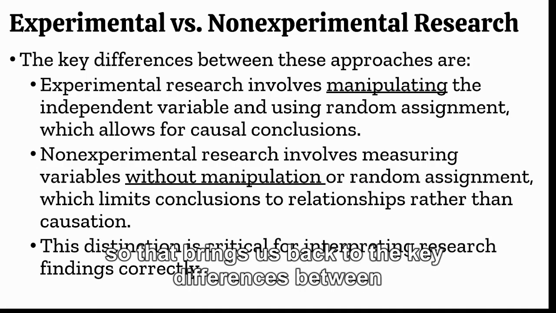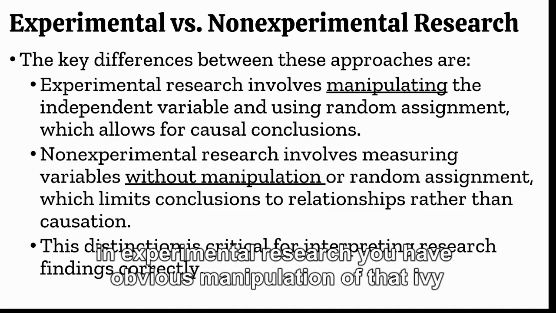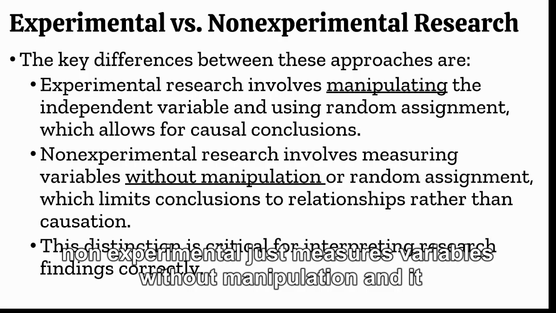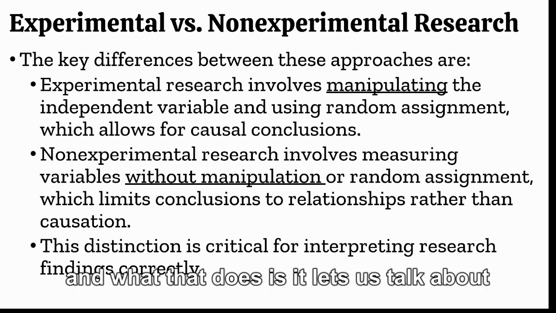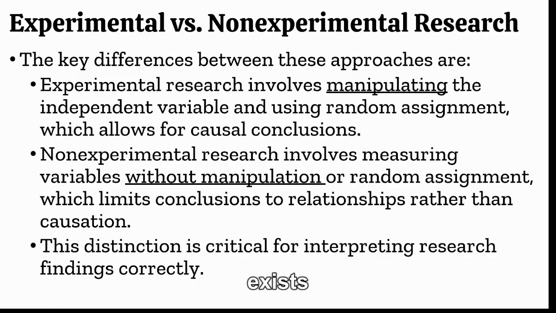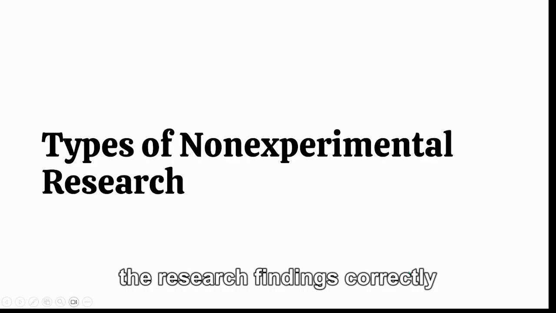So that brings us back to the key differences between experimental and non-experimental. In experimental research, you have obvious manipulation of that IV, and we use random assignment. Non-experimental just measures the variables without manipulation, and it does not use random assignment. And what that does is it lets us talk about relationships, but we can't determine if causality exists. And so you need to keep this in mind when you're looking at research, because it's important to know if it was experimental or not so that you can interpret the research findings correctly.